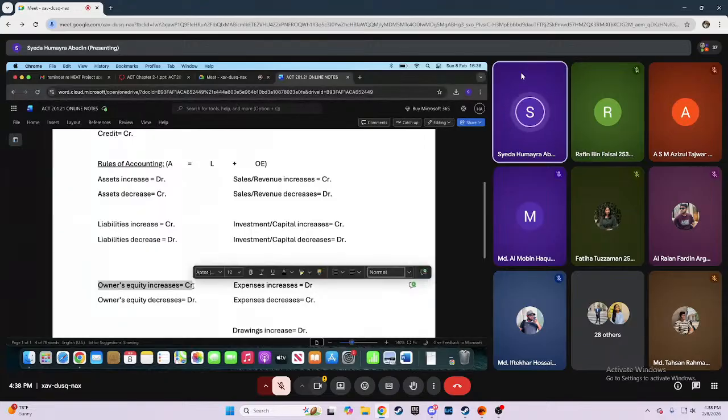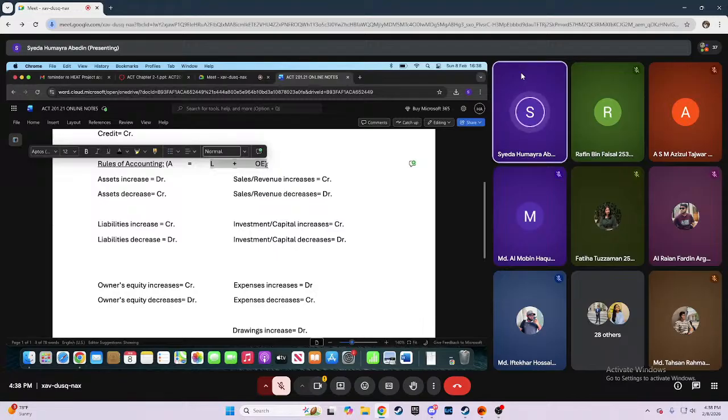So we will always see that whenever any type of asset is increasing, it can be any type of asset, current, non-current, doesn't matter, it will go to the debit side. What will go to the debit side, I will show you after some time. Okay? Because liability and owner's equity are on the opposite side of asset. That is why, see here, what happens to increase or decrease of asset, for liability and owner's equity it is exactly the opposite.